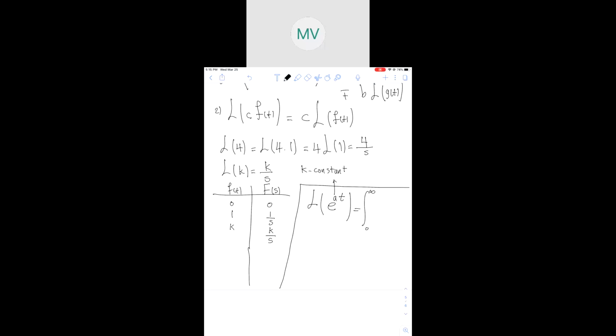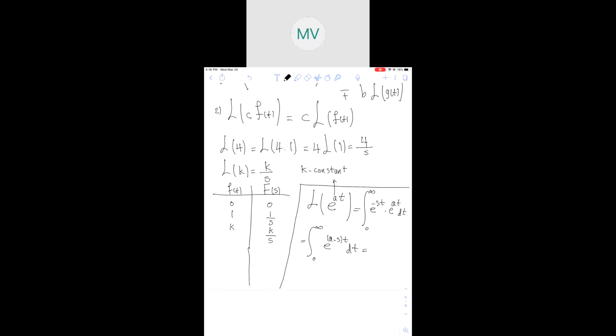Let's use the formula: 0 to infinity, e to the negative st, that was the whole part of the formula, times the function e to the at, and then dt. I'm going to again emphasize, the only variable in this integration is t. s and a are constants, okay? So let's put them together. It becomes e to the a minus s times t, dt.